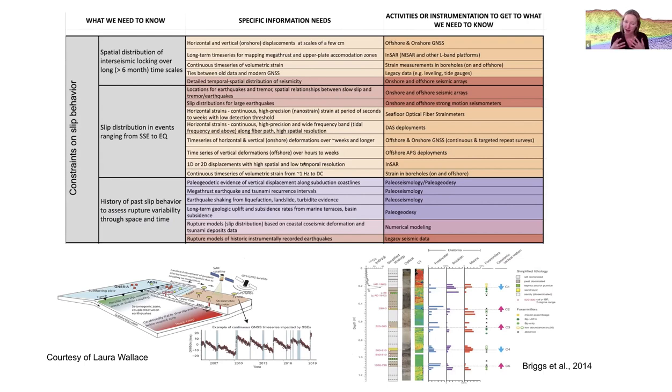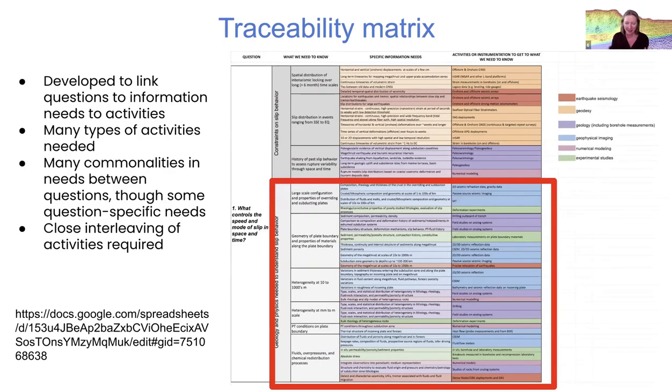But to provide the larger scale picture requires paleoseismology, numerical modeling of those kinds of constraints, and legacy seismic data to help fill in the deeper time part. And then the second category of things that we think that we need for all of our questions are geology and physics to actually understand why subduction zones are behaving how they are. And that's this second part.